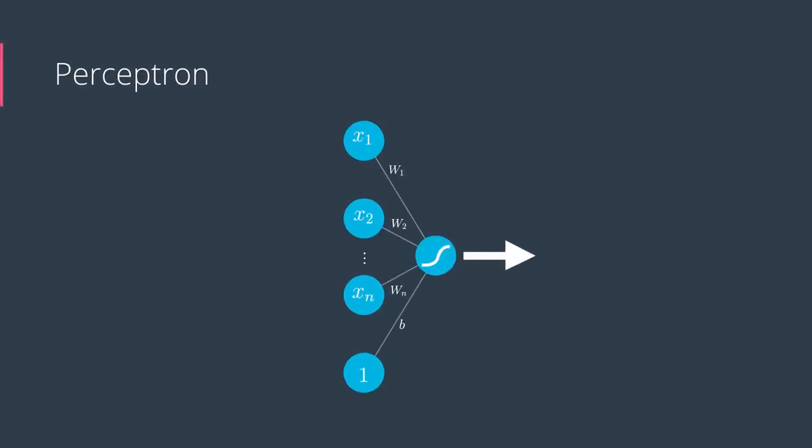So our goal is to train a neural network. In order to do this, we have to define the error function. So let's look again at what the error function was for perceptrons.